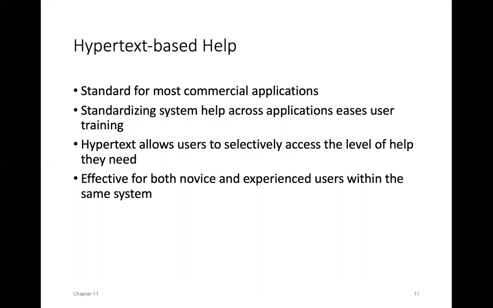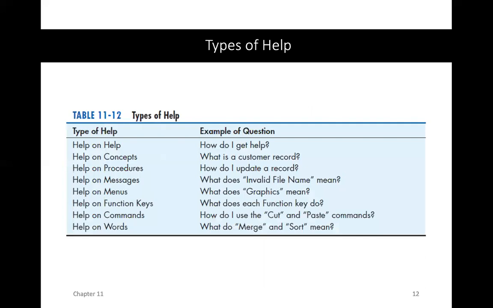So there are lots of different types of help. Here we have some of the different types of help. Help on help, a meta level of help. You probably think, oh, how do I get help on help? Okay, how do I then get help on help on help? I'll shut up, but you understand what I'm saying, right? How do I find out information to tell me how to use the help button?